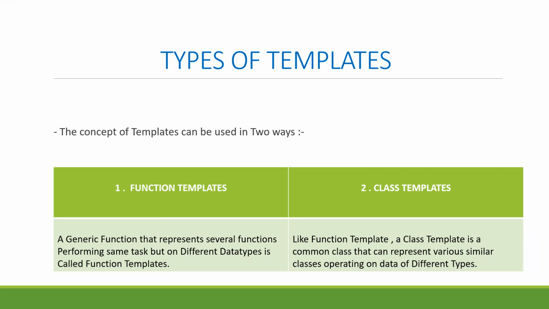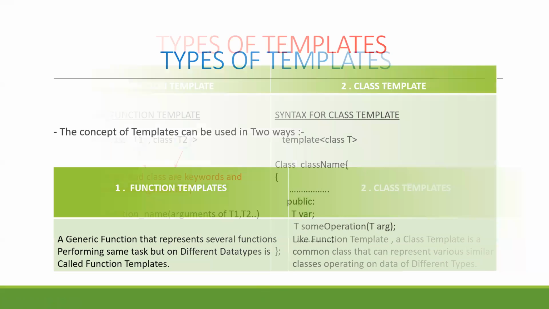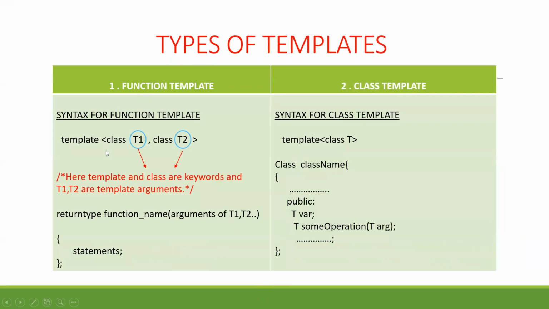In simple words, function templates are special functions that have the ability to operate on generic data types. In C++ we can implement a template by taking template parameters. We have the syntax for the function template, so we'll see it later. Next, a class template is also like a function template, but it contains a common class that can represent various similar classes operating on different data types. Okay, so the syntax for the function template is this one.